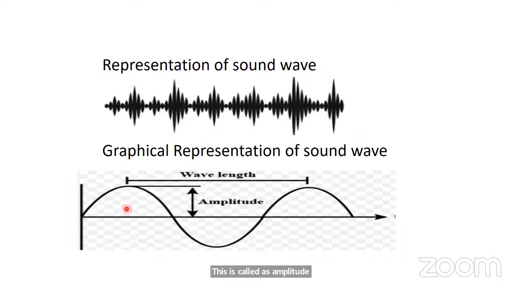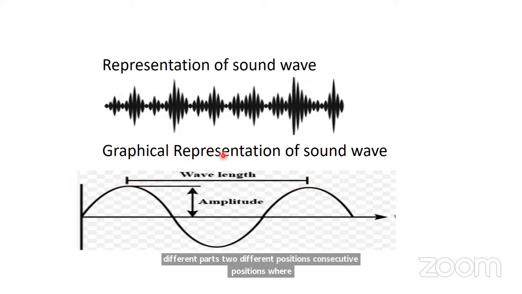Amplitude means how far it moves from the mean position. We have to understand that. This upper part, the maximum position point, is called crest, and this is called trough. These are compressions and rarefactions: a maximum of compression and a minimum of compression, where there is no compression at all. The maximum distance between two compressions or two rarefactions we call the wavelength. If you see a wave, two consecutive positions where the displacement is maximum, the length between them is called wavelength.